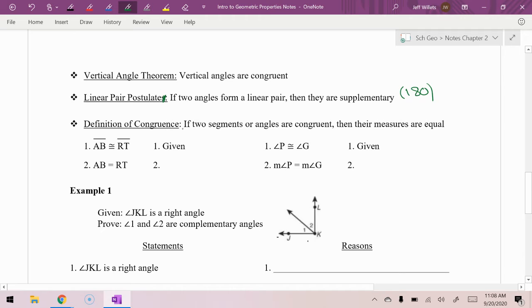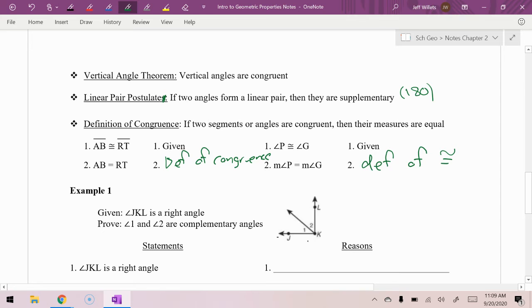The definition of congruence is a little weird. It's kind of just a technical thing. If two segments or angles are congruent, then their measures are equal. We won't see this too often, but we might once in a while. So if we said segment AB is congruent to RT, then we could say the length of AB, remember that's what that means, equals the length of RT. This would be the definition of congruence. Or the other way around. Here it is with angles: angle P is congruent to angle G, so we say the measure of angle P equals the measure of angle G. Remember, you could use that symbol.